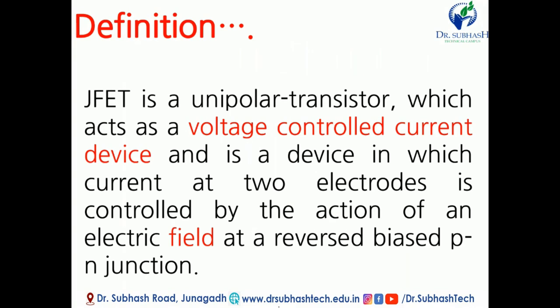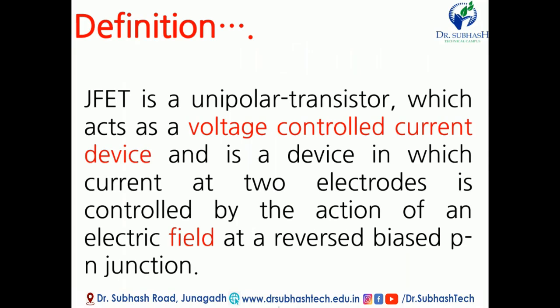Here, FET is also known as JFET, meaning Junction Field Effect Transistor. In this definition, you have to remember this word, unipolar. JFET is unipolar, and acts as a voltage controlled current device, in which current at two electrodes is controlled by the action of an electric field at a reverse biased PN junction.